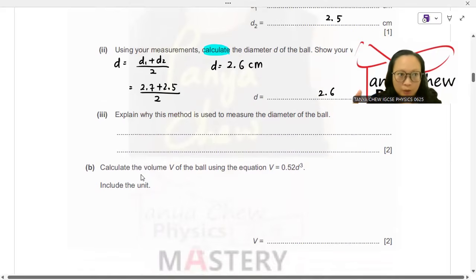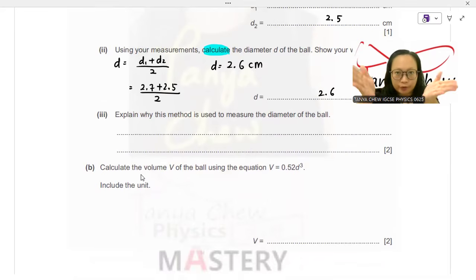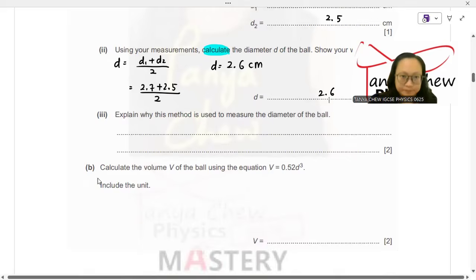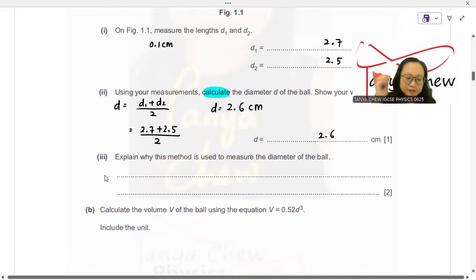So if a meter rule is used, can you imagine that you place the meter rule on the ball? You know that the ball is curved. First, the ball might be moving. Second, how do you make sure that your eye level is perpendicular to the scale on the meter rule? So it could easily cause parallax error, which causes your reading to be very inaccurate. So this method is being used.